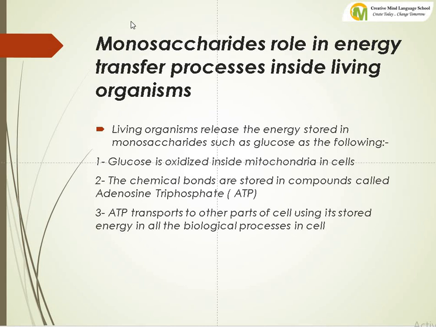Monosaccharides play a role in the energy transfer process inside living organisms, releasing the energy stored in monosaccharides such as glucose, as follows. Number one, glucose is oxidized inside the mitochondria in the cells. The mitochondria is the source of energy, the factory of energy inside the cell. The chemical energy is stored in a compound called adenosine triphosphate, symbol ATP, the coin of energy in the body. ATP transports to other parts of the cell, using its stored energy in all biological processes in the cell.